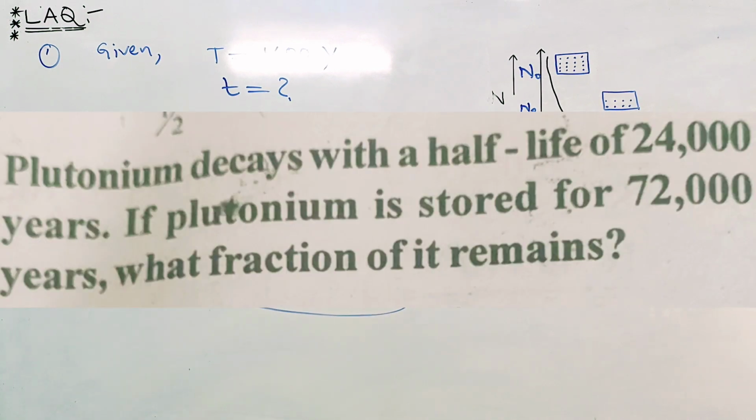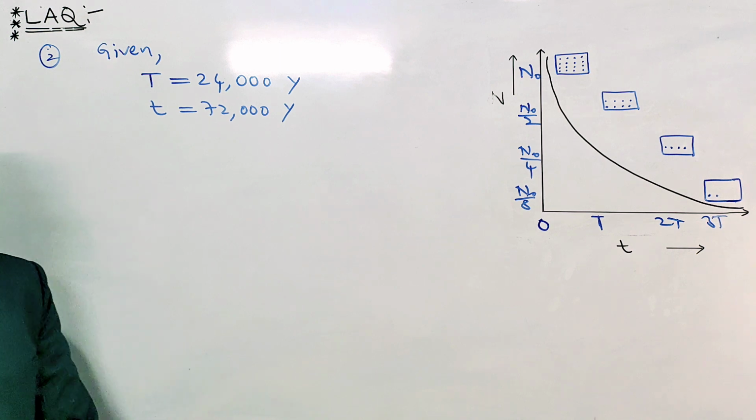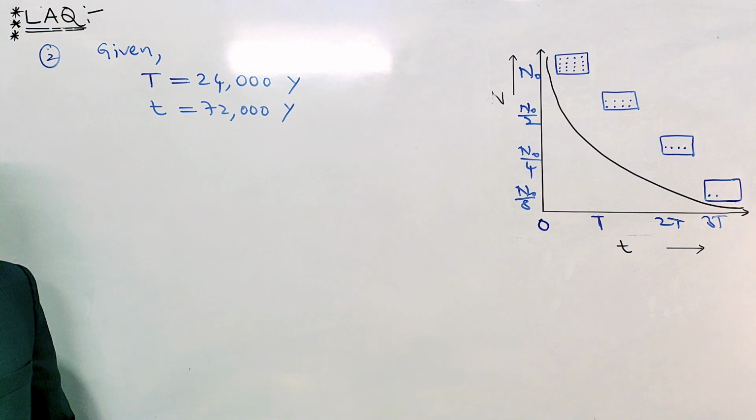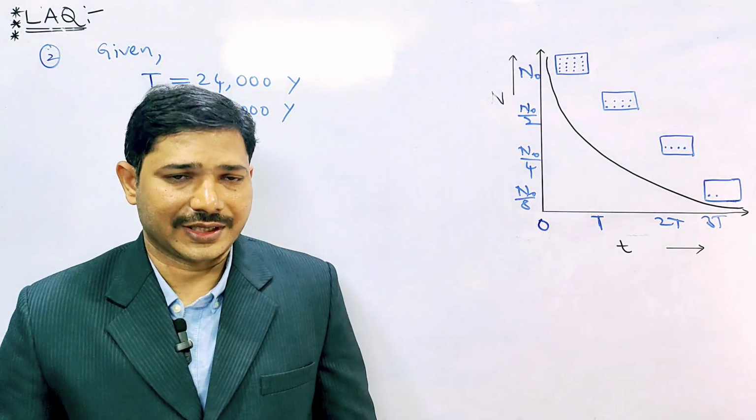Plutonium decays with a half-life of 24,000 years. If plutonium is stored for 72,000 years, what fraction remains? Plutonium half-life is given how much? 24,000 years. How much time they stored? 72,000 years they stored. So what fraction is left, they are asking.